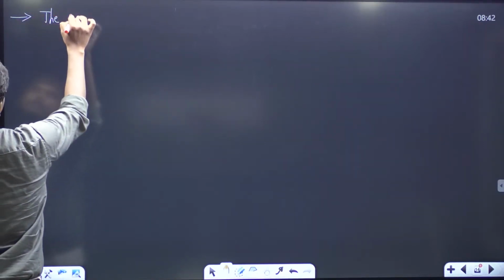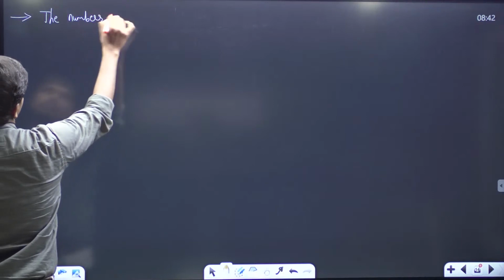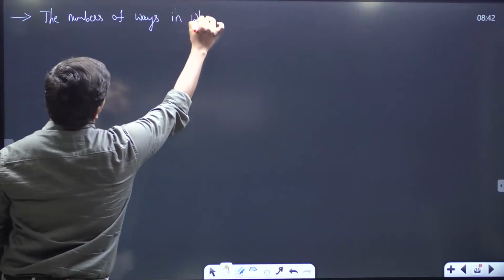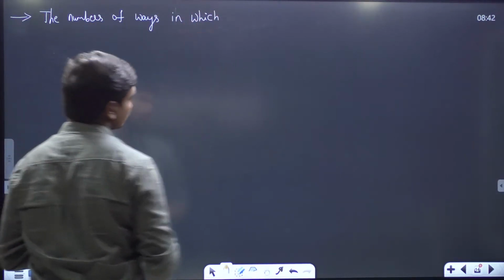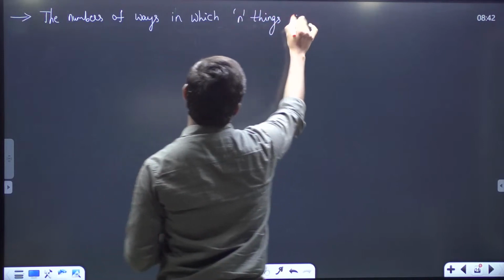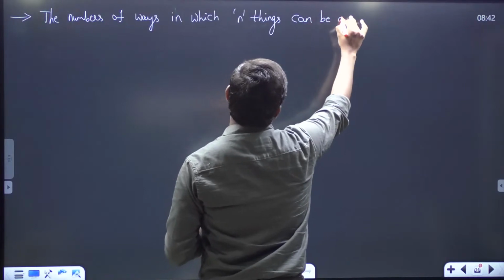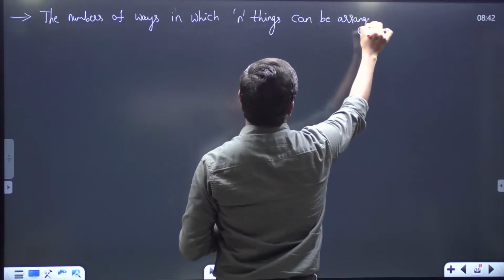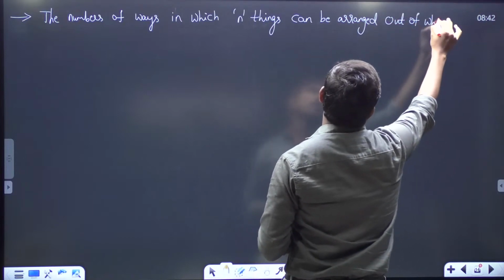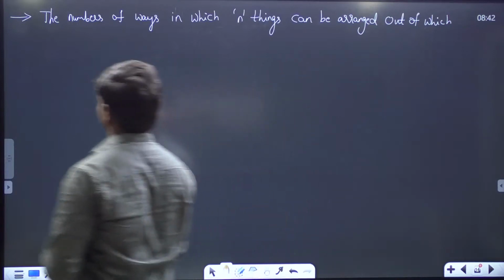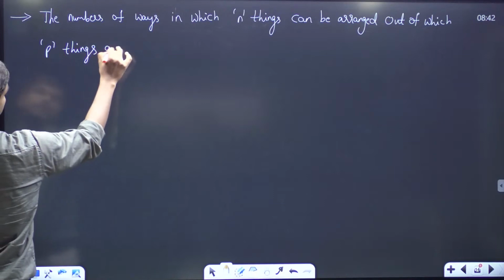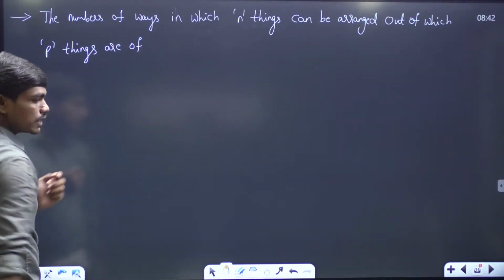The number of ways in which n things can be arranged, out of which p things are of one kind. All these formulas I think you might have seen in your +1 and +2 levels.